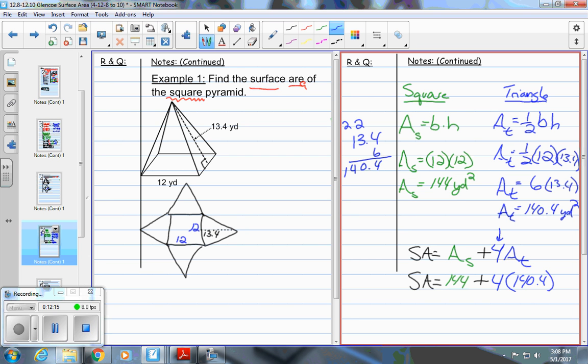140.4. And now we're just going to follow the order of operations. So our surface area, we're not going to do anything with the 144 yet. We have to multiply 140.4 by 4 first. That's going to get us 561.6.